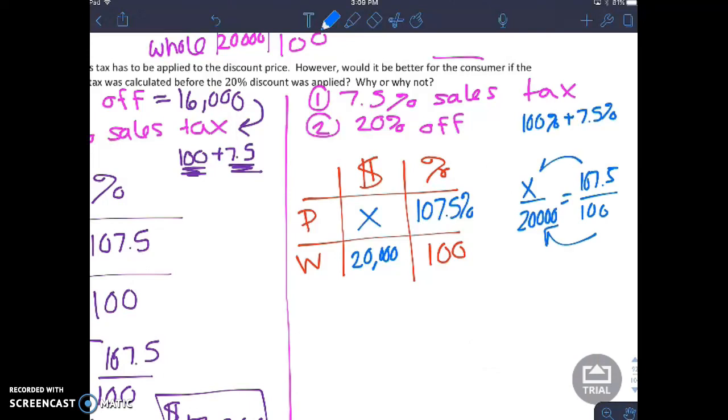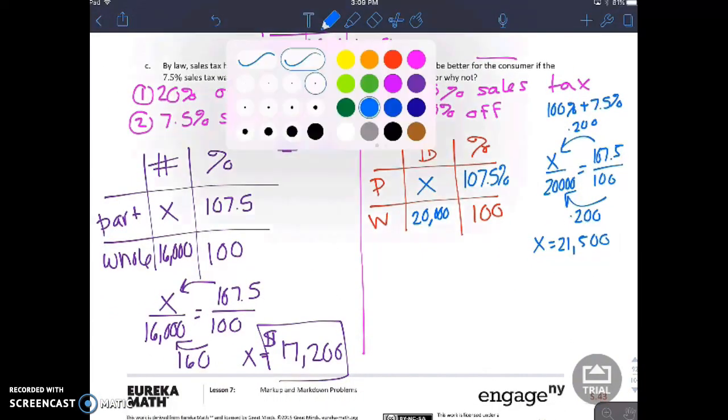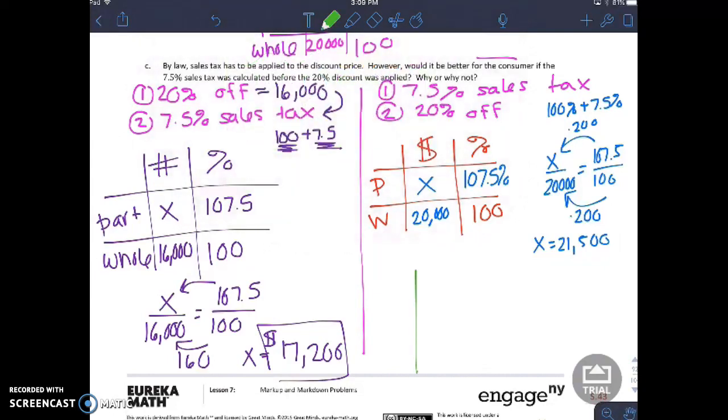We have our arrows in. 20,000 divided by 100, we knock off two zeros, we get 200. So we're going to do 200 times 107.5. Typed it into my calculator wrong, 107.5 times 200, and that's going to be x equals 21,500. Now we haven't done the discount yet, so we have to do another tic-tac-toe to take the discount off. So we got part, whole, money, and percent.